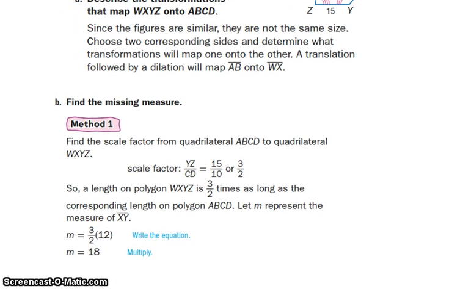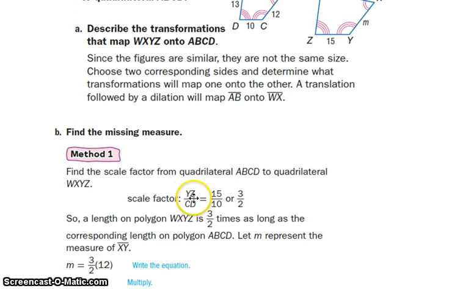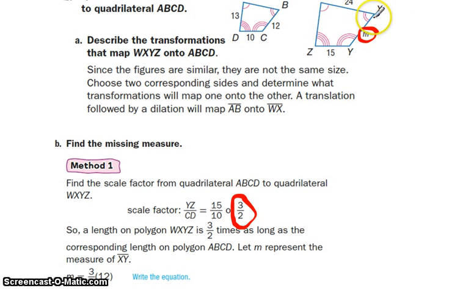The first way they're going to do it, they call method 1, and this is using a scale factor, okay? So what they've done, they've taken two sides that correspond. So they chose YZ and CD. So if you look up here, here's YZ and here's CD. Those two sides correspond. So what they've done is they made it a fraction and reduced it. Okay? They're going to use this right here, this 3 over 2, as a scale factor.